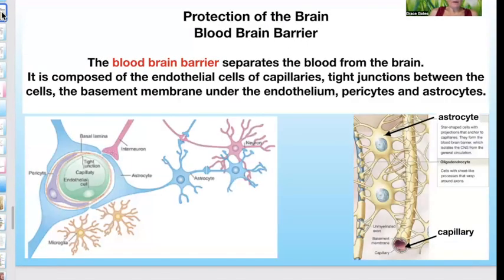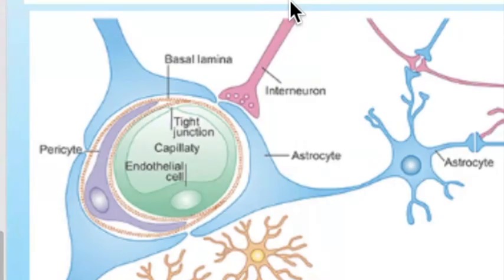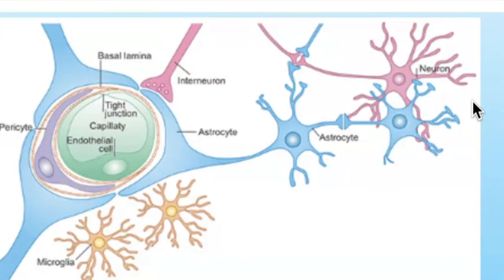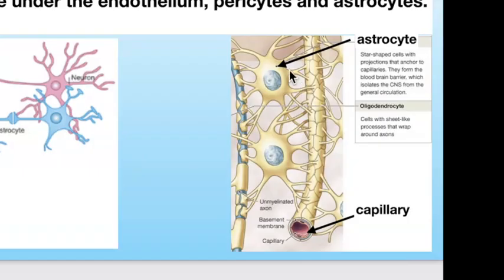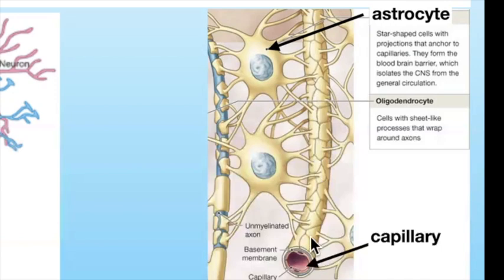Okay, the blood-brain barrier. The blood-brain barrier separates the blood from the brain. It's composed of the endothelial cells of capillaries, tight junctions between the cells, the basement membrane under the endothelium, pericytes, which surround capillaries and help support them. It's like the support cells for blood vessels. And then finally, astrocytes. And remember, when you drew your picture, you drew astrocytes that had processes that on their ends had tiles, and the tiles were used to create a sheath around capillaries.